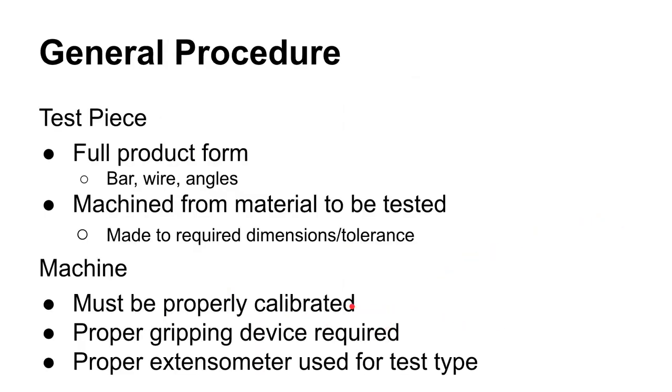Okay, so setting up a tensile test, you've got your test piece, and this needs to be machined from the material that's going to be tested. The machine needs to be calibrated. Okay, this is just like any other measuring instrument. If you're getting numbers out of this machine, and you're making design decisions out of them and decisions about whether or not to put a material into service, you need to have reliable data. So when the machine says it's pulling with a force of 1,000 pounds, you need to know that that is accurate.